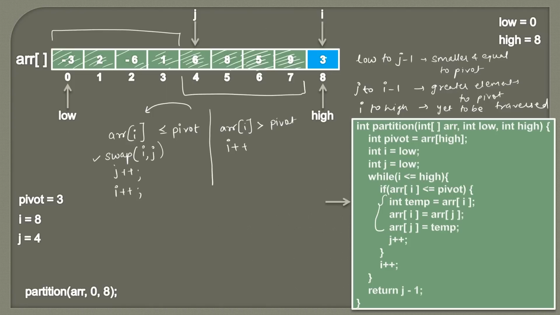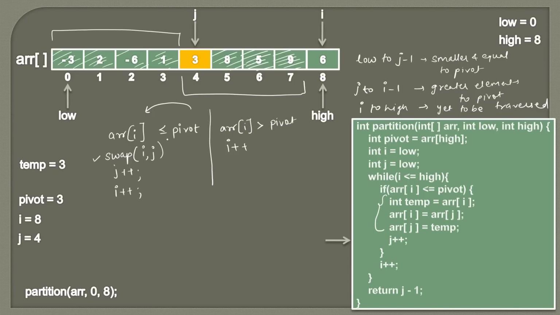And we can place this 3 because smaller and equal elements to the pivot will lie from low to j minus 1, and j is at the spot which can take lesser or equal values to the pivot. So 3 at index i will be swapped with j. So 3 comes here, which is our pivot, and 6 comes here, which is the value greater than the pivot.